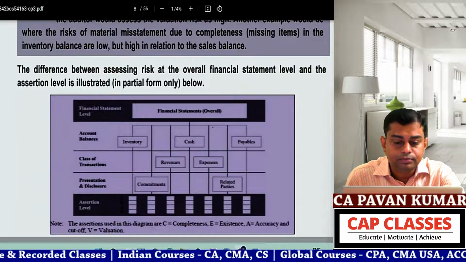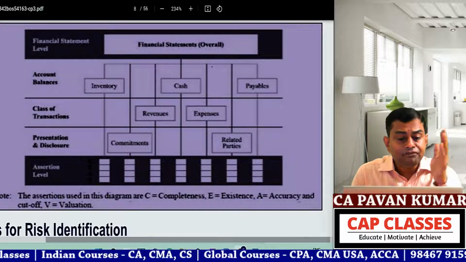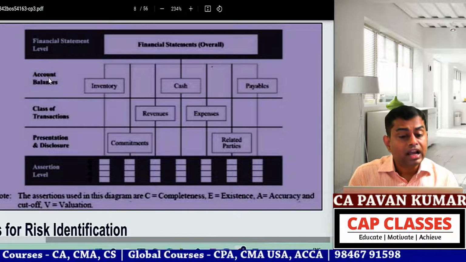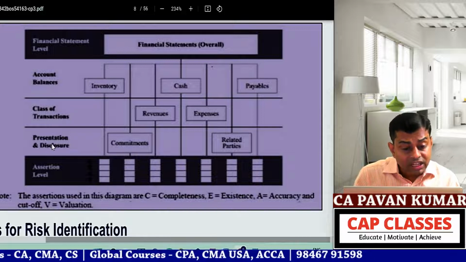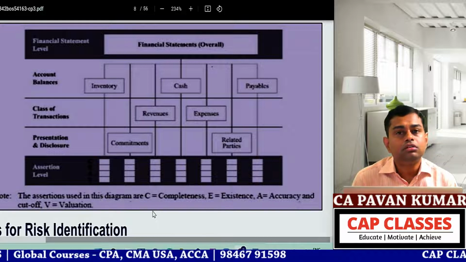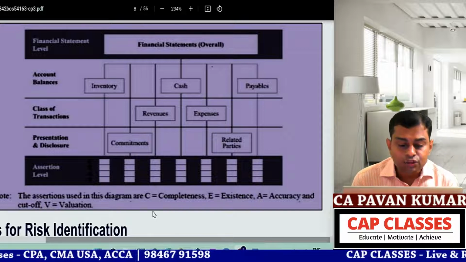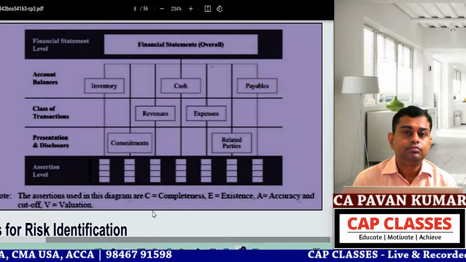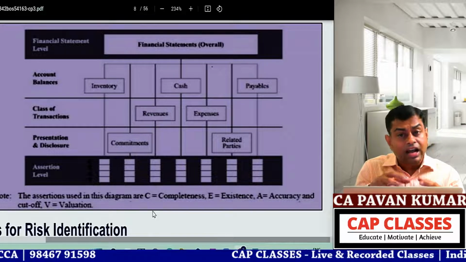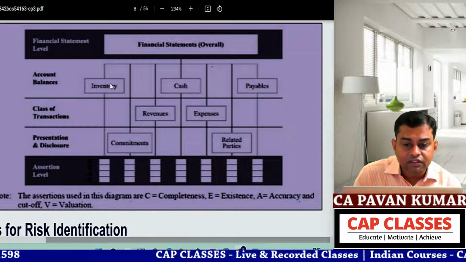Okay, and then see this diagram. On the left side, you see financial statement level overall, then account balances, class of transactions, presentation and disclosure. At assertion level, he has given CEAV, a general knowledge question. C for completeness, E for existence, A for accuracy, V for valuation. Now he is taking some account balances. What account balances in current assets, current liabilities are highly prone? You need to verify thoroughly. Inventory, cash, payables. So he has taken inventory, cash, payables here.